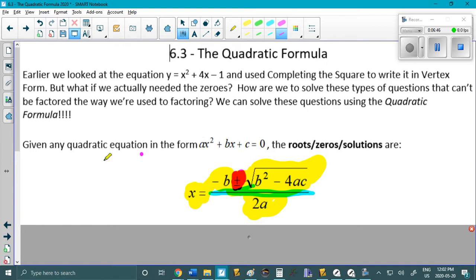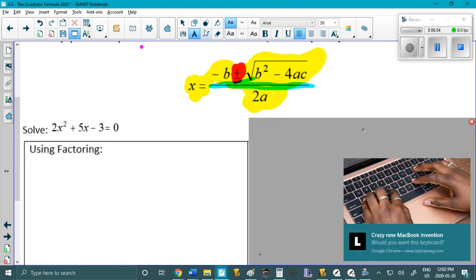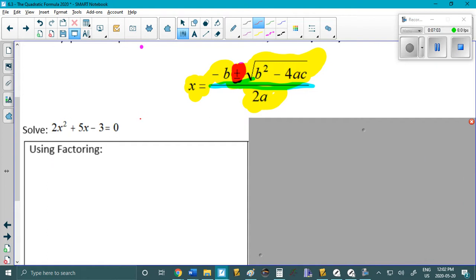So let's do it. First, we're going to factor it. We've got 2x squared plus 5x minus 3, and we're going to factor. I can't common factor. So I need 2 numbers that multiply to negative 6 and add to positive 5. And that is going to be minus 1 and plus 6. So 2x squared minus 1x plus 6x minus 3 equals 0. I might have said the numbers wrong, but just remember these 2 numbers have to add up to positive 5x.